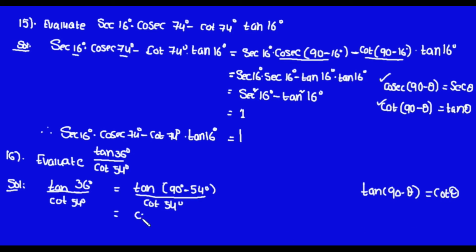We already know that tan of 90 minus theta is equal to cot theta. So here tan of 90 minus 54 degrees can be written as cot 54 degrees. Here we can cancel cot 54 degrees in the numerator and denominator. By cancelling it, we will get 1. Therefore tan 36 degrees divided by cot 54 degrees is equal to 1.